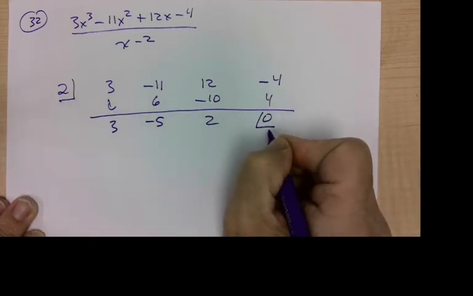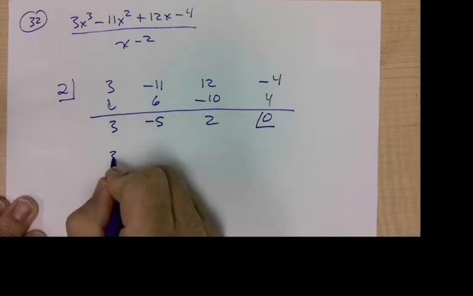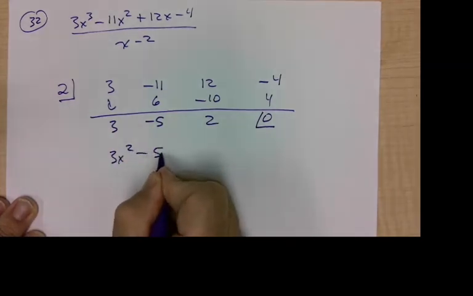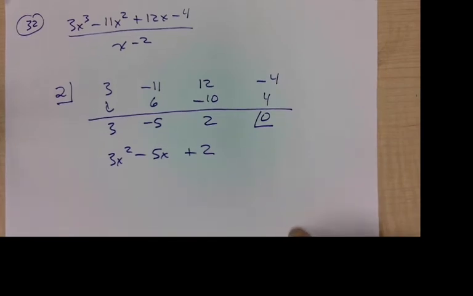That's my remainder. So this is a number. This is an x. This is an x squared. So my answer is 3x squared minus 5x plus 2 using synthetic division, which is exactly the same thing I got previously by using polynomial long division. And we will go to our last problem, number 33.